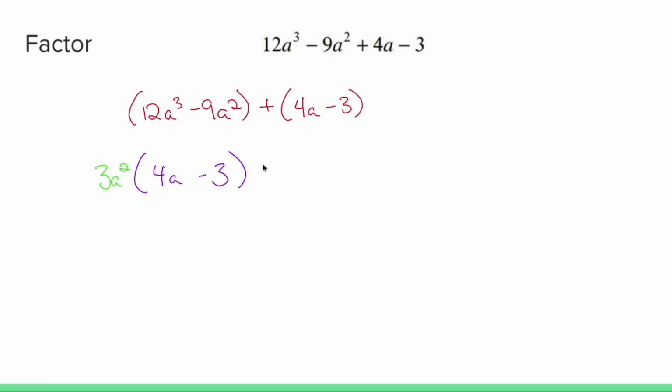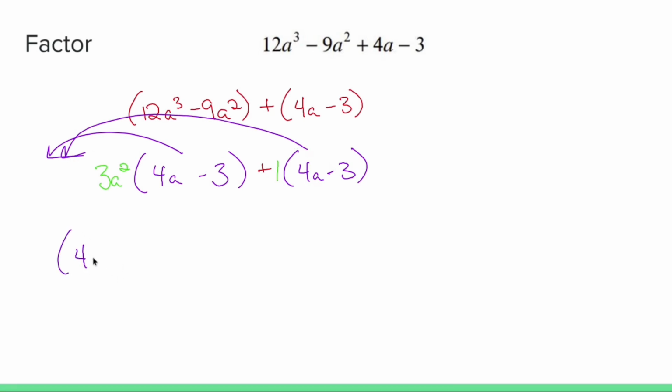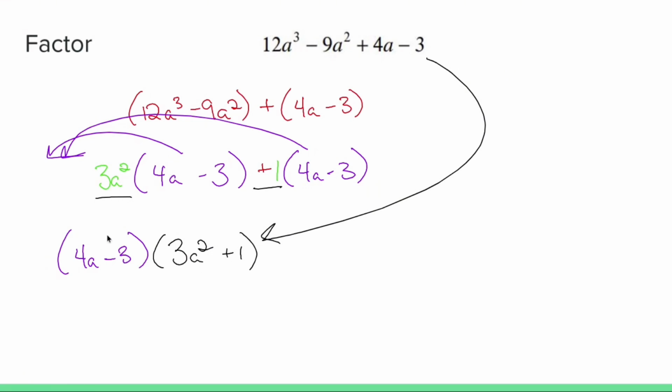Now it also just so happens that we already have the parentheses for 4a minus 3. So what I have here is something times 4a minus 3 plus invisible 1 times 4a minus 3. Why don't I factor out the parentheses? When I factor out the parentheses, that leaves me with 4a minus 3. And what I have left over is 3a squared plus 1. So this factors out to that. You can't do anything more, we are finished.